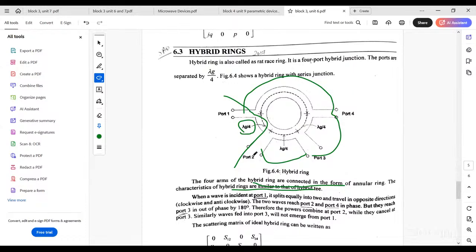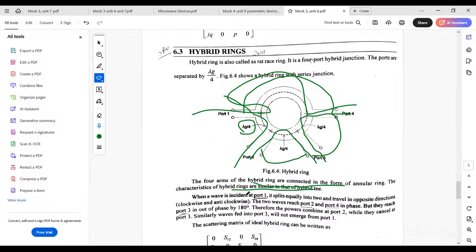Now I am taking input at port 2, it will exit at port 3. If I give input at port 3, it will exit across port 4. If I give input across port 4, it will exit across port 1. And now we will see what is given here.